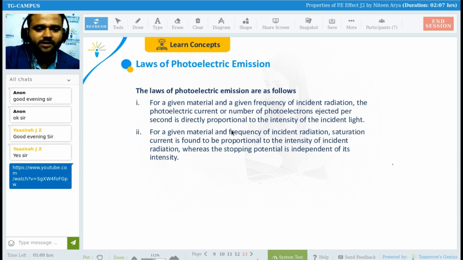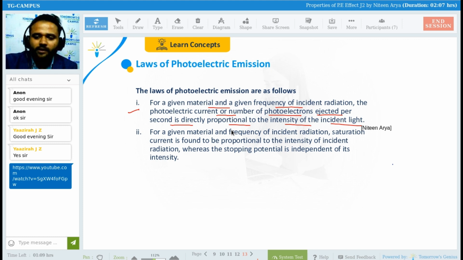Okay, now we are going to discuss the laws of photoelectric emission. Whatever we have done and know, we are going to formulate into the form of laws. So the first law is: for a given material and a given frequency of incident radiation, the photoelectric current or number of photoelectrons ejected per second is directly proportional to the intensity of incident light. So the number of photoelectrons is directly proportional to the intensity.